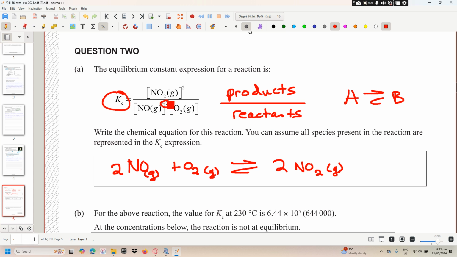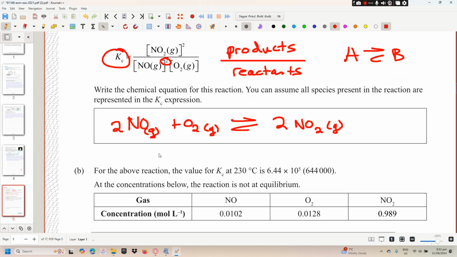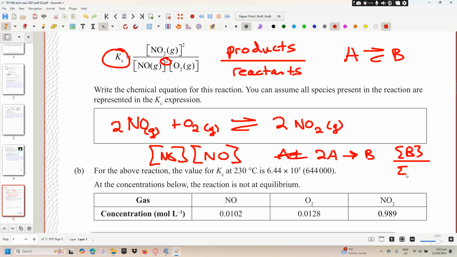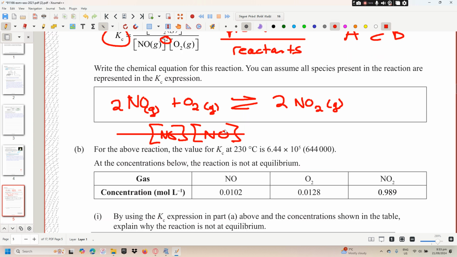Now if you're wondering why these things are squared, think about what happens if you multiply the concentration of one NO times another NO. Like if you wrote it out as 2A goes to B, the equilibrium constant is the concentration of B divided by the concentration of A squared. That comes from the fact that it's the same as saying A plus A goes to B, so it's A times A, which is just A squared. You don't really need to know that, it doesn't really matter. There you go.